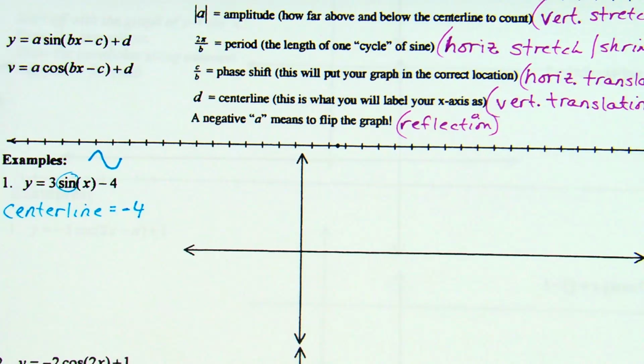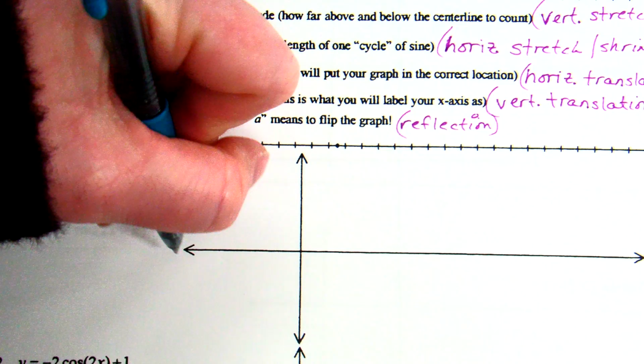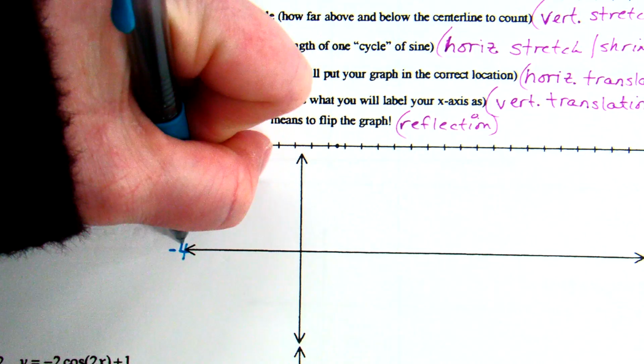What that means is that officially my graph is going to move down 4. But instead of me physically moving my graph down 4, I'm going to relabel my center line. I'm not going to call my center line 0 anymore. I'm going to call it -4. I'll go ahead and put it on here while we're talking about it. You can either label it right there, or if you want to try and squeeze it in right there.